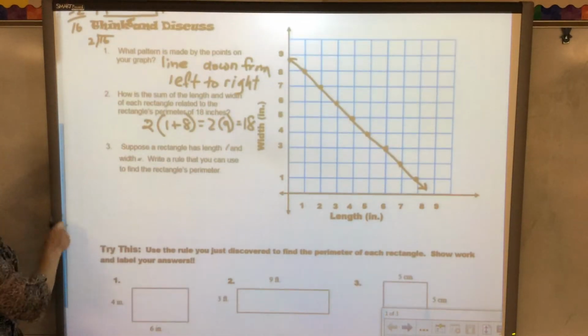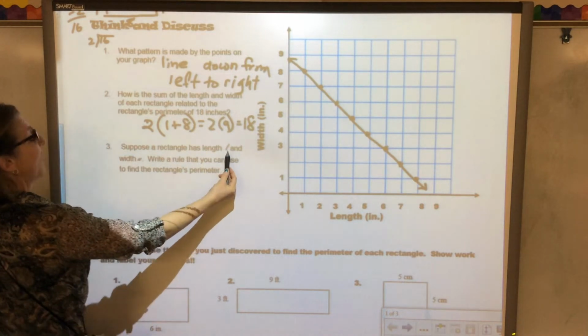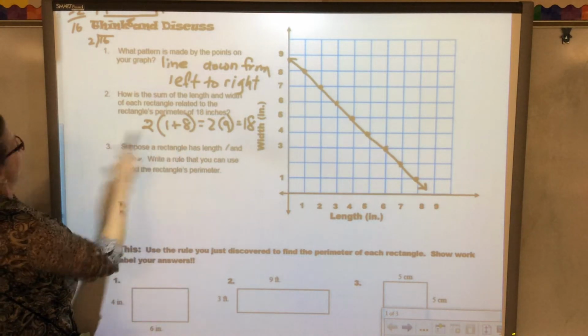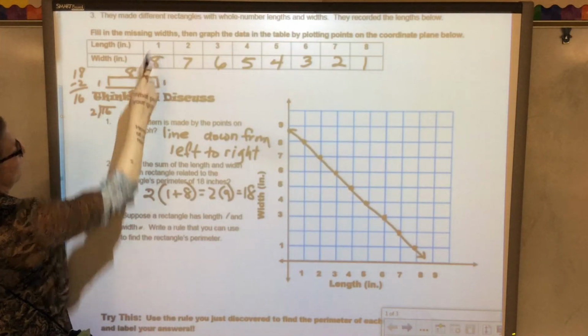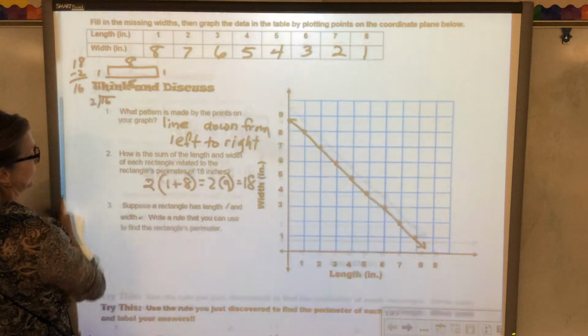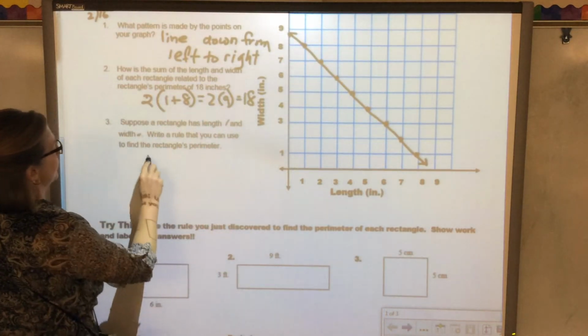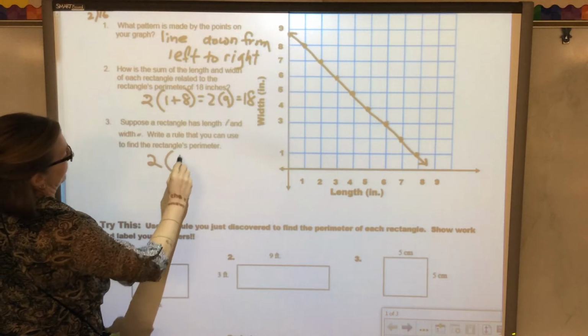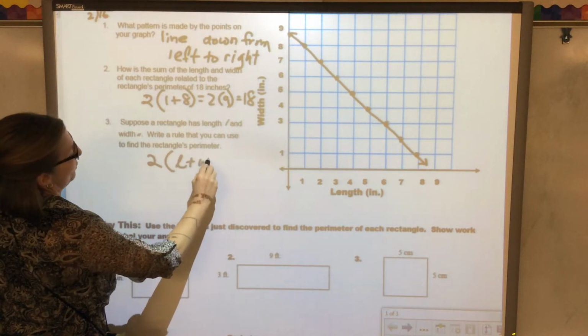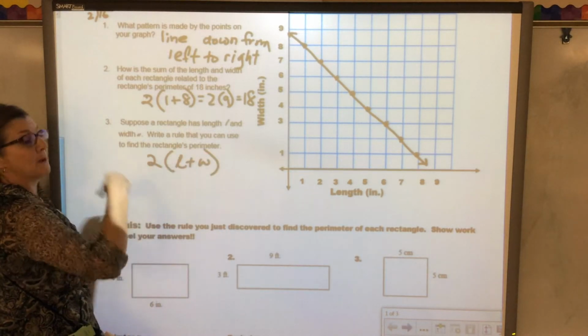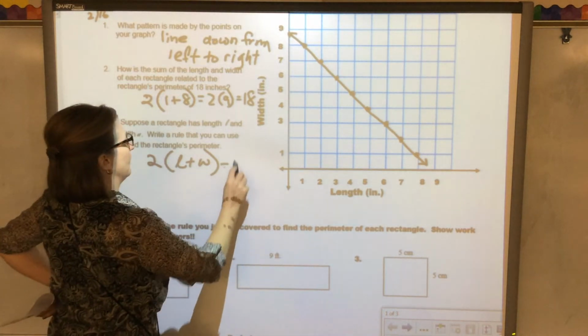So we come down to 3, and it says suppose the rectangle has a length of L and a width of W. So now we're just going to say that the 1 is L, and the 8 is W, because it'll work for all of those. Then we know on any rectangle, I can take the length and the width, add them together, multiply them by 2, and I can get the perimeter.